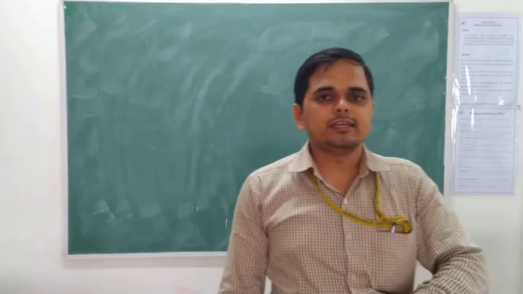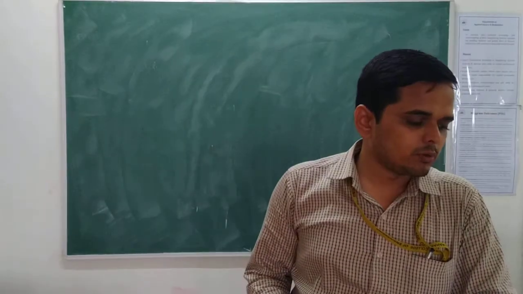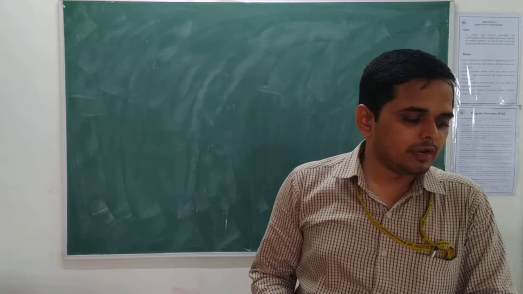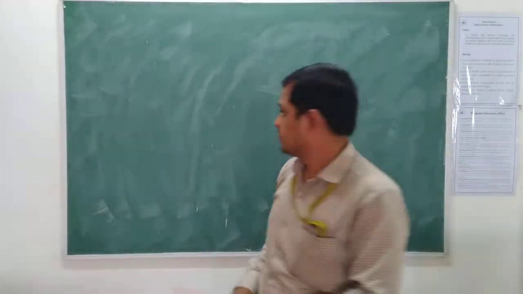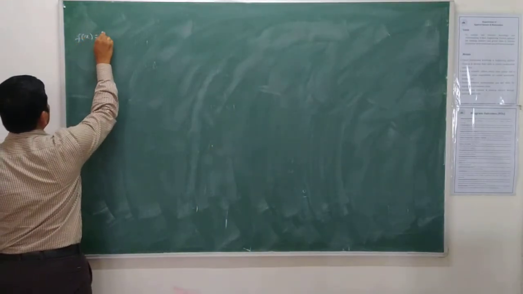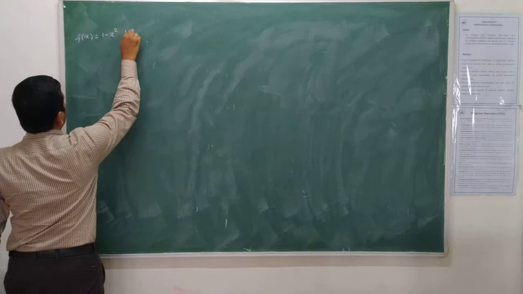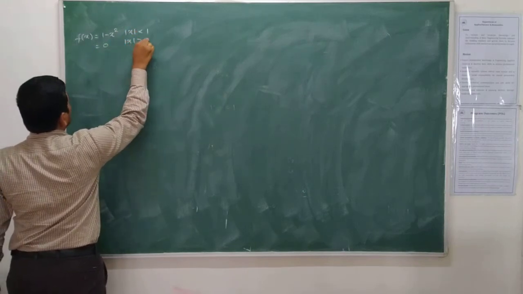Welcome all to the second lecture on the Fourier integral representation. Today we are going to discuss one more problem. The question is: find the Fourier integral representation for the function f of x equal to 1 minus x square in the interval mod x less than 1, and equal to 0 in the interval mod x greater than 1.